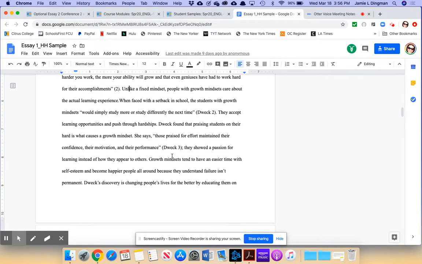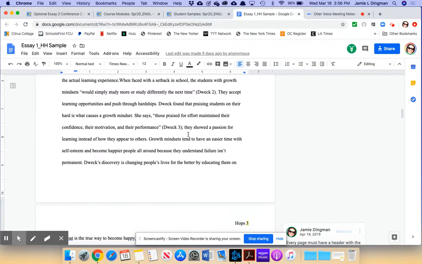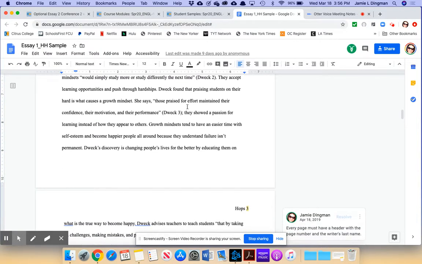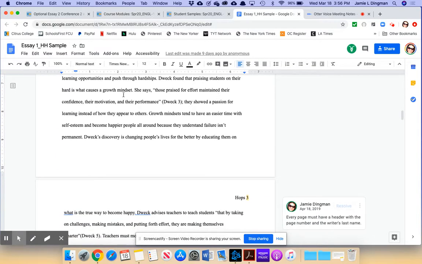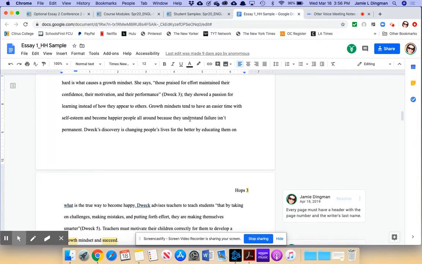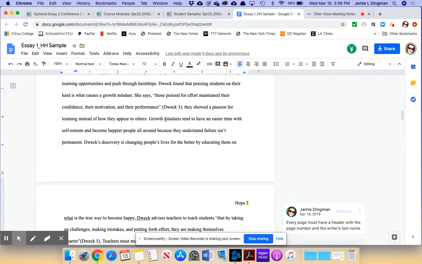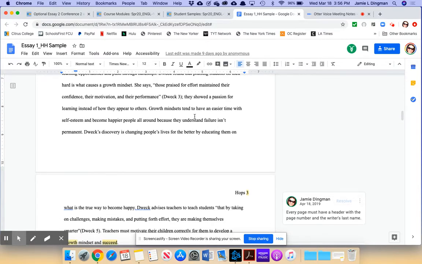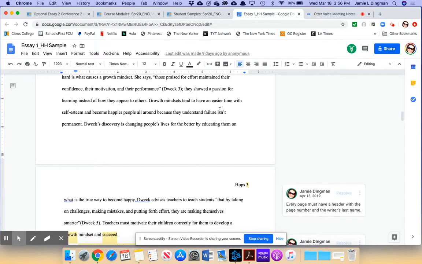When faced with a setback in school, the students with growth mindsets, quote, would simply study more or study differently the next time, end quote. They accept learning opportunities and push through hardships. Dweck found that praising students on their hard work, I'm assuming, is what causes a growth mindset. She says, quote, those praised for effort maintained their confidence, their motivation, and their performance, end quote. They showed a passion for learning instead of how they appear to others.